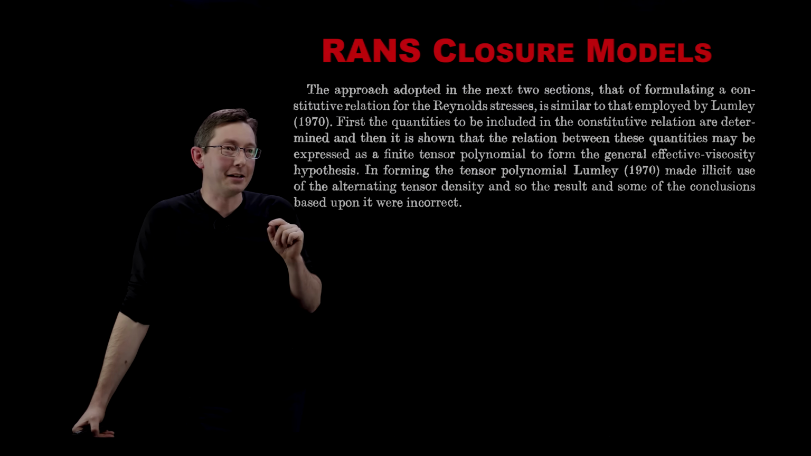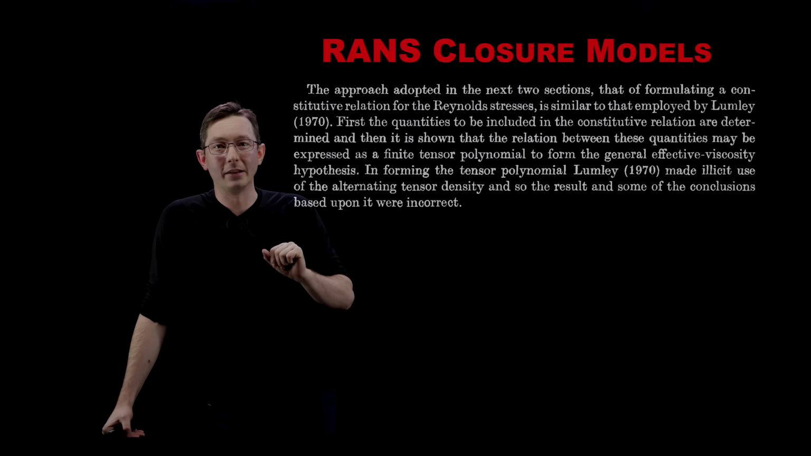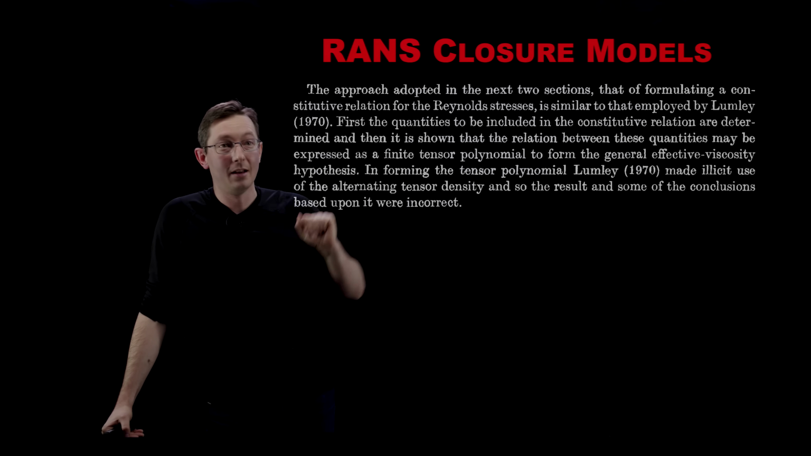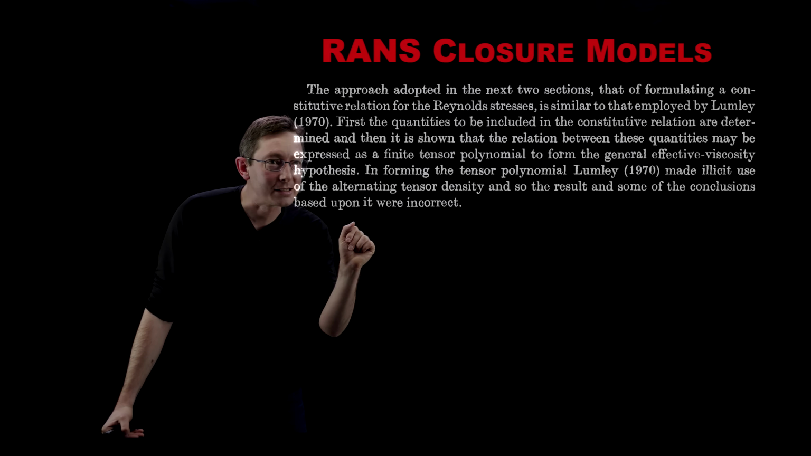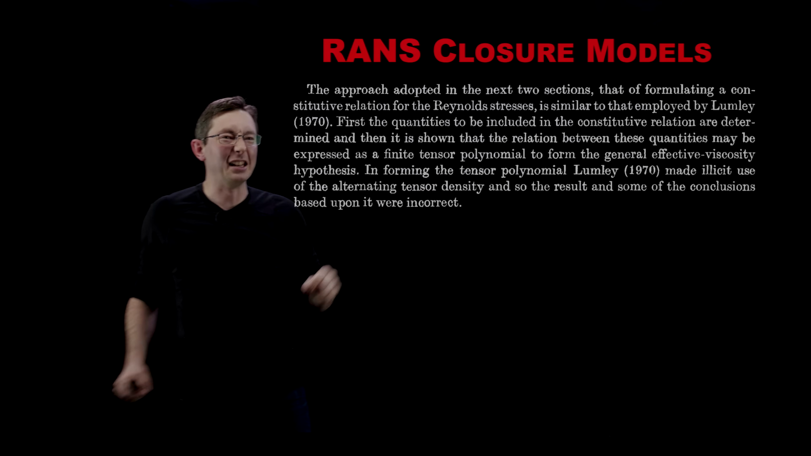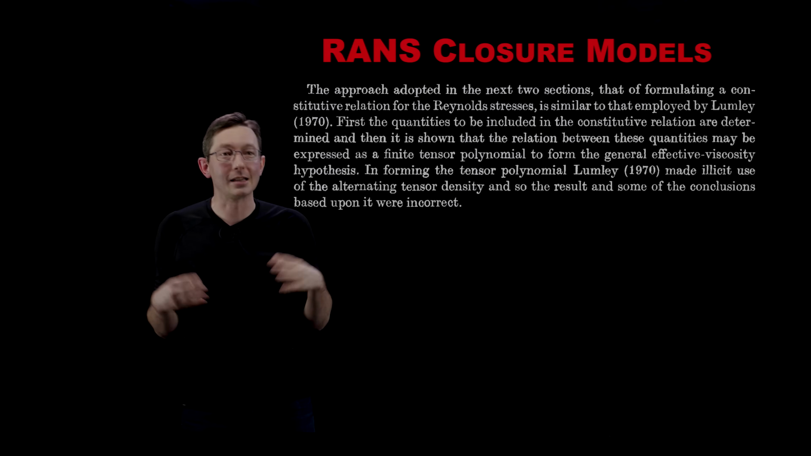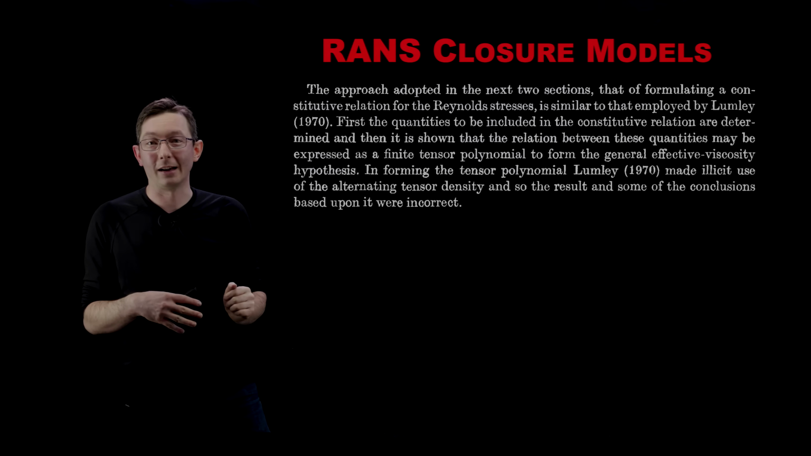But I just love this paragraph. I wanted to bring this up to you. So this is based on Lumley 1970, but let's read this last sentence. In forming the tensor polynomial, Lumley 1970 made illicit use of the alternating tensor density, and so the result and some of the conclusions based upon it were incorrect.